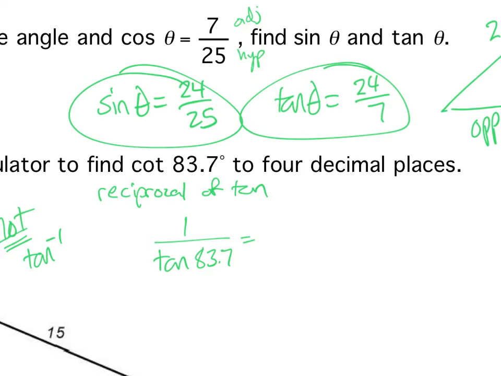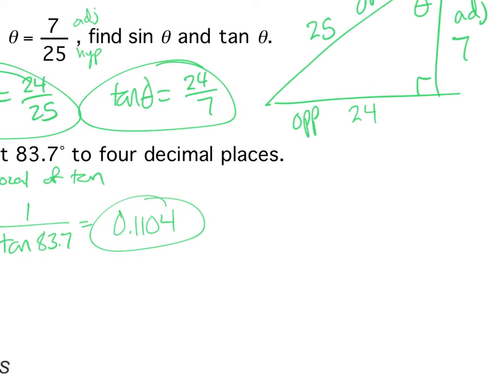And it might not be cotangent, it might be secant or cosecant, so you need to remember which functions those are reciprocals of. In your calculator, if you put in 1 over tangent 83.7, and we're going to round to 4 decimal places, it would be 0.1104. Real quick review of the other two, just in case they come up. Cosecant would be 1 over sine of whatever angle they give you, and secant is 1 over cosine.